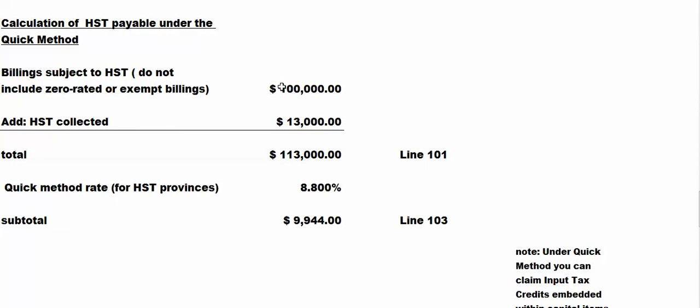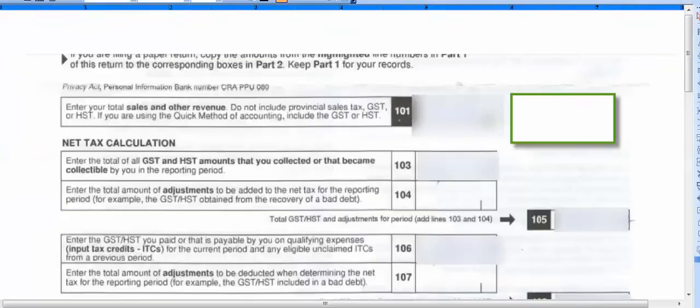His billings, we mentioned, was $100,000. To that you add the HST collected, and you get $113,000. Here's a working copy of the GST return, and we'll put the $113,000 figure on this line 101, which is enter total sales and other revenue.